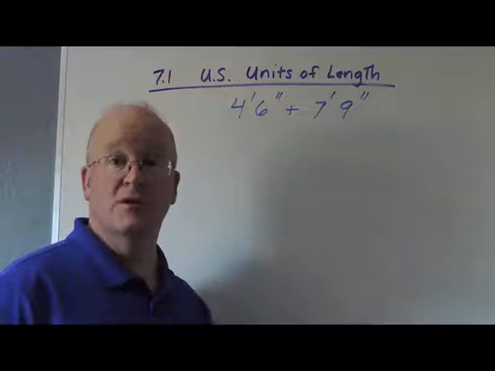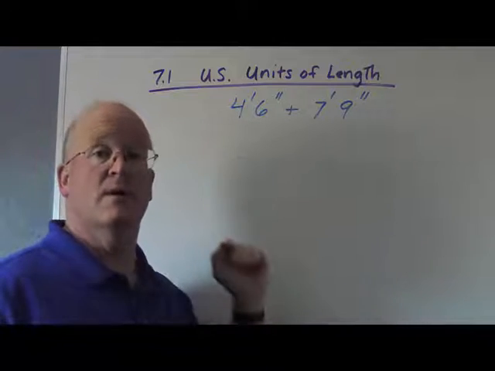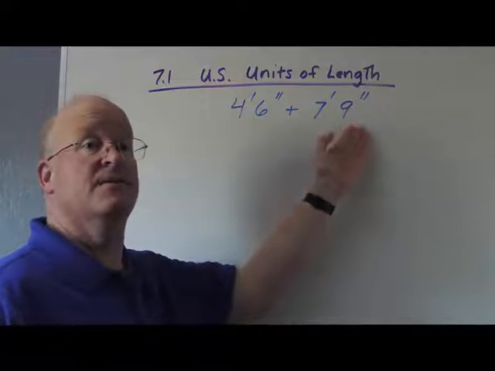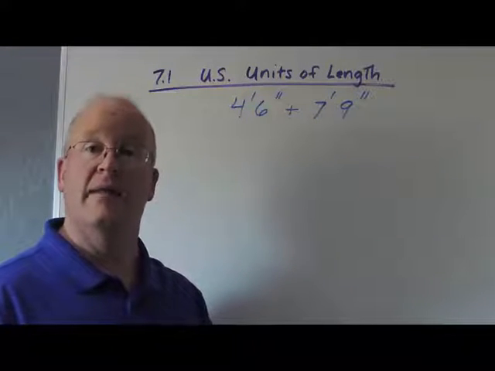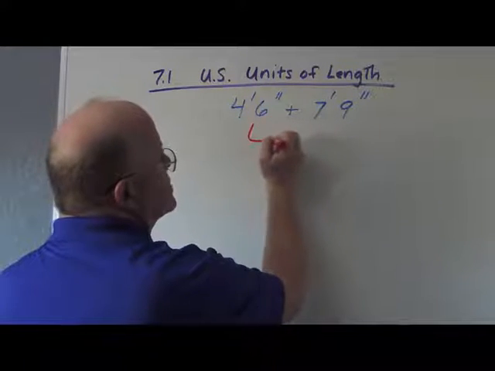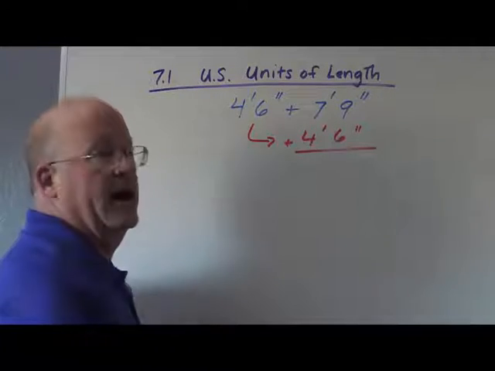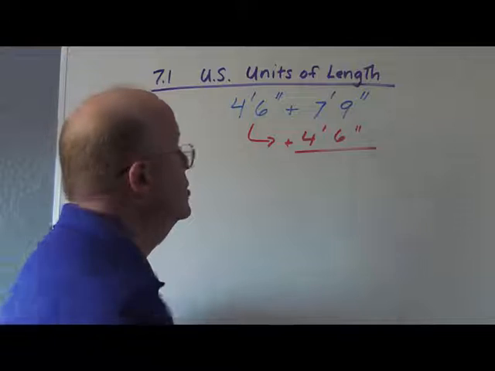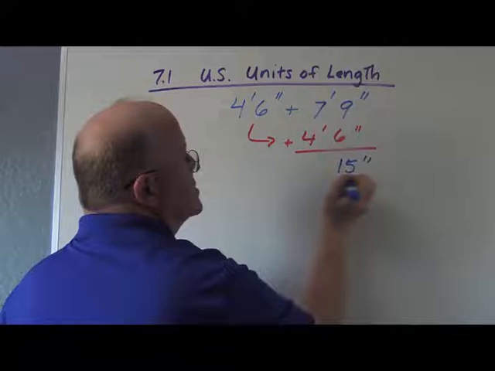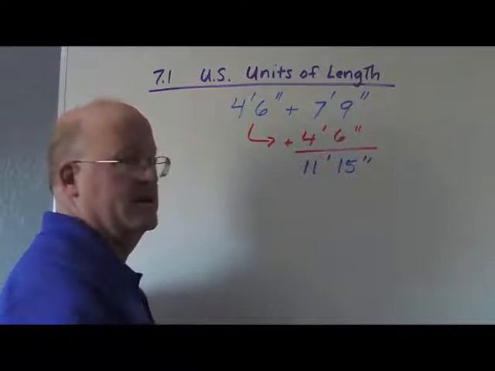Now let me introduce some new notation to you. When we use an apostrophe and quotes, as I've got written here, this stands for feet and inches. Here we have 4 feet 6 inches and 7 feet 9 inches, and we want to be able to add these together. Well, we will line up like units, so I will just move this 4 feet 6 inches to be beneath the other measure when we add, and we're going to add just as we normally would. 9 plus 6 is 15, and we will have 15 inches, and in the next column, the feet column, we will have 11 feet 15 inches.